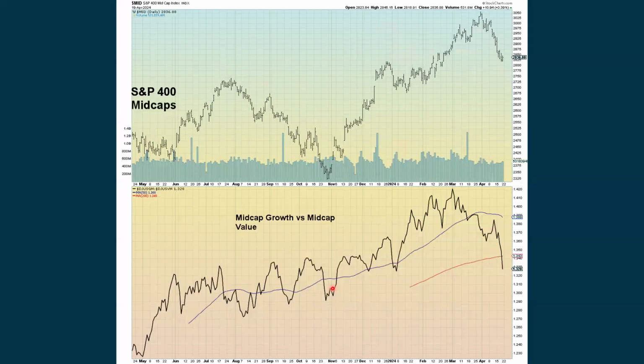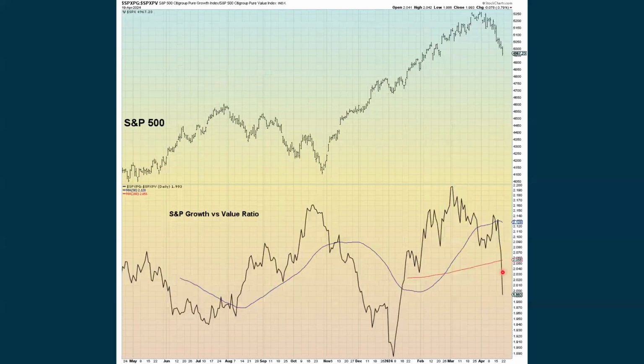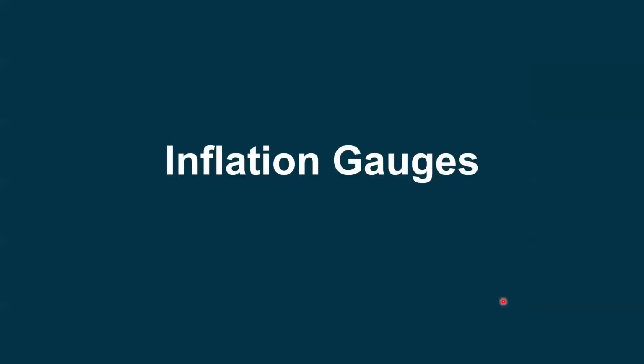We also keep an eye on the mid caps. This has been a stronger area in the market, but now we're seeing some weakness in this ratio. Also with the S&P 500, the growth to value ratio was doing pretty good. It's still in an uptrend, but it has really been falling back lately.